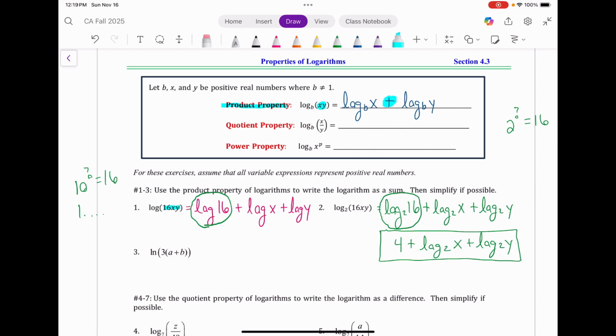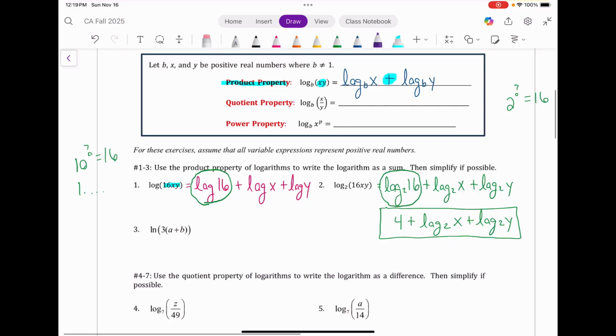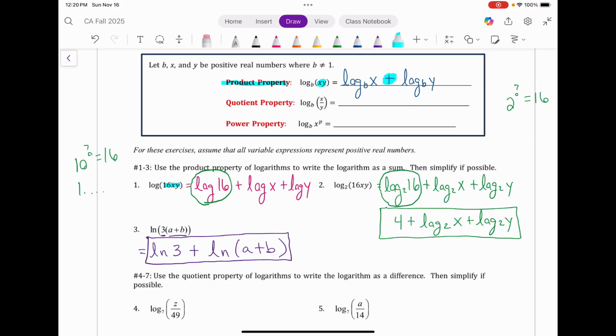Okay. On 3, we've got natural log, which is a log, so it still follows the product property. And then inside, we have 3 times a plus b. So we can separate this log into natural log of 3 plus the natural log of a plus b. Okay, and that's it. We can't do anything else with this. There's no rule that says we can separate the addition of terms inside a log, so we can't do anything with that. So be careful.